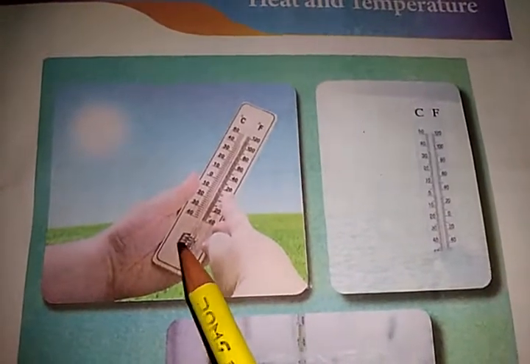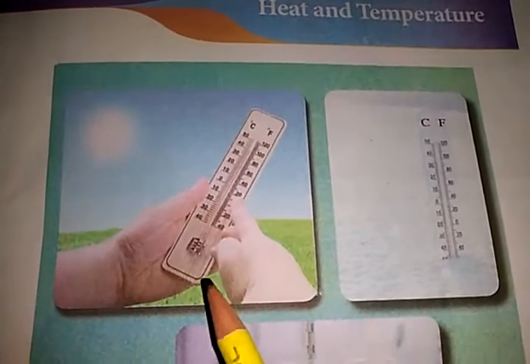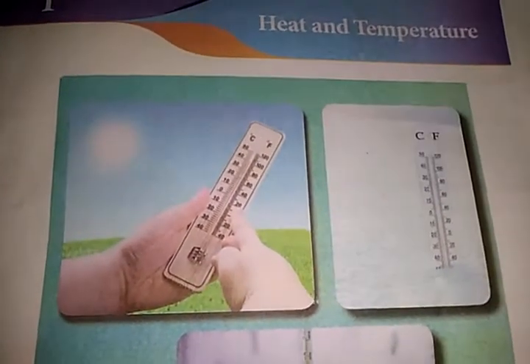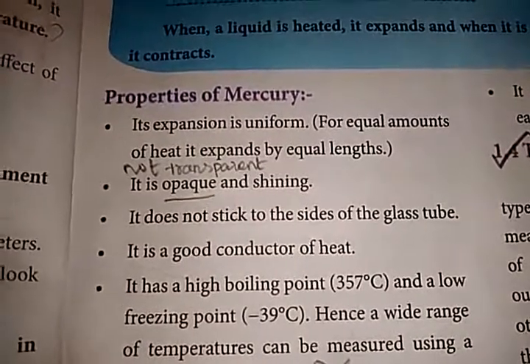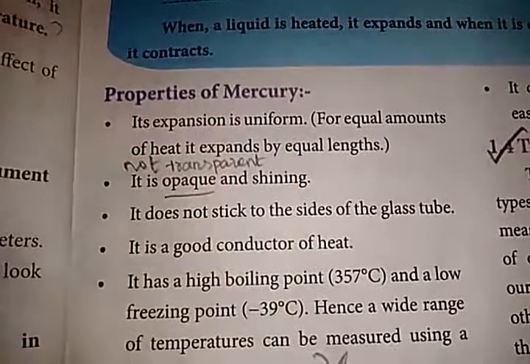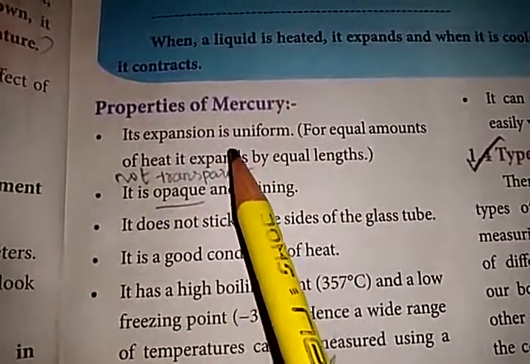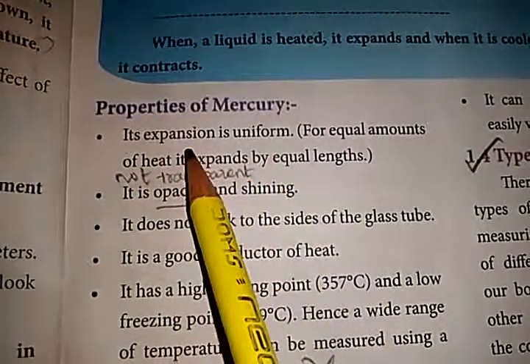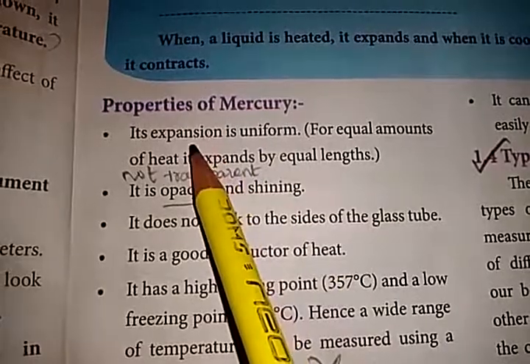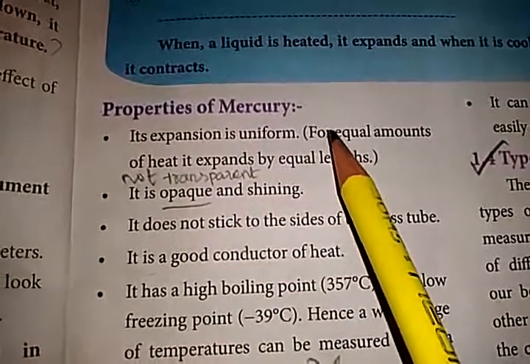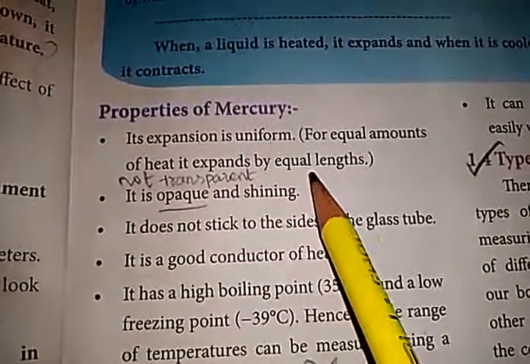Why is mercury used in a thermometer? Because of its properties. Next we see properties of mercury. First property, mercury expansion is uniform. For equal amount of heat, it expands by equal length.